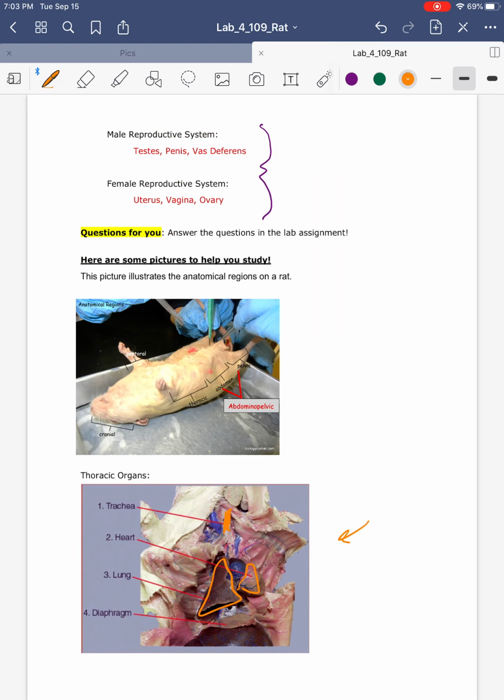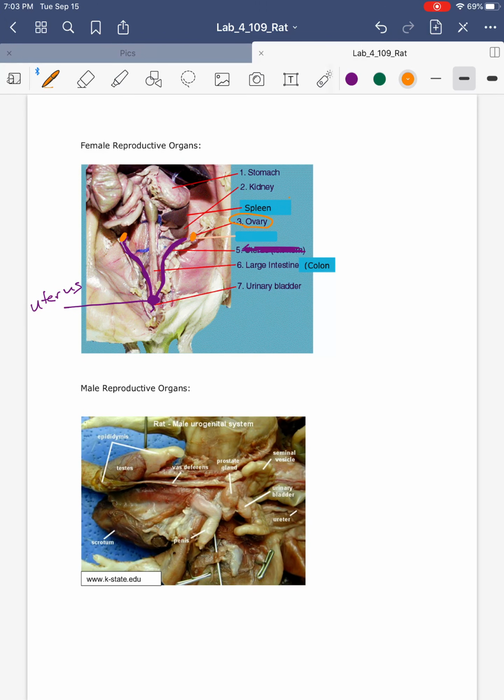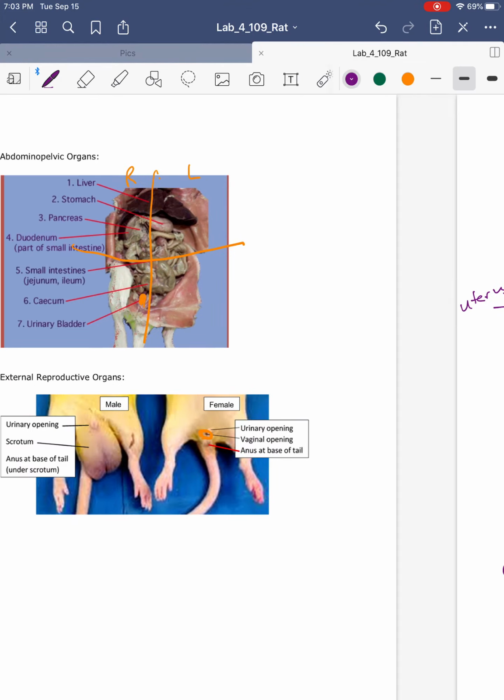For the males, let's see, testes, penis, and vas deferens, the naughty bits. So for the male, the penis looks like a penis, doesn't it? So the penis is going to be kind of what looks like a penis. The testes, we have 2. There's one here, and there's one here. Just like human males, these are on the exterior of the body. One of the differences, though, is that they're proportionately bigger than they are in humans.